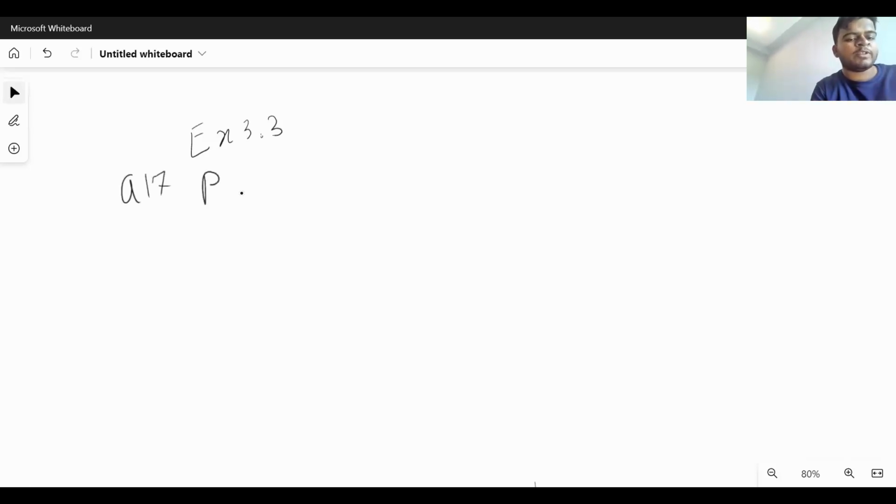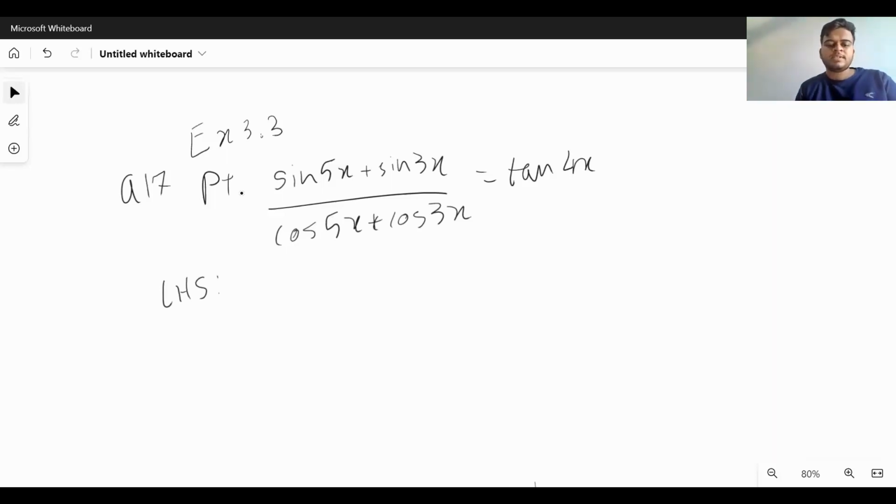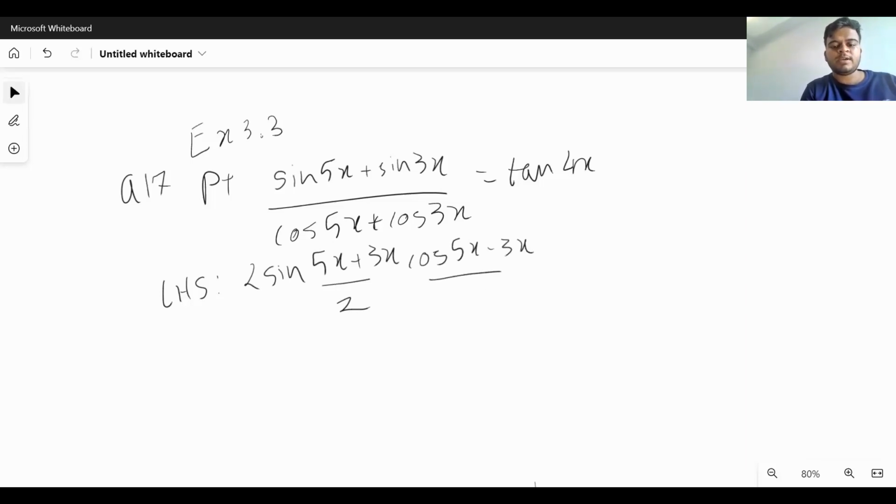The 17th one, we have to prove that sine 5x plus sine 3x divided by cos 5x plus cos 3x equals tan 4x. Correct. So this is going to be very simple. We're just going to solve for LHS and then we are going to get RHS. Apply the identity sine x plus sine y, that is equal to 2 times sine x plus y by 2 cos x minus y by 2. Correct.